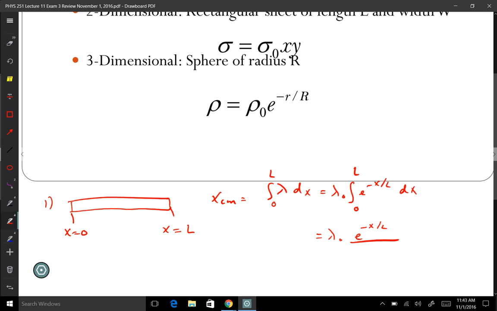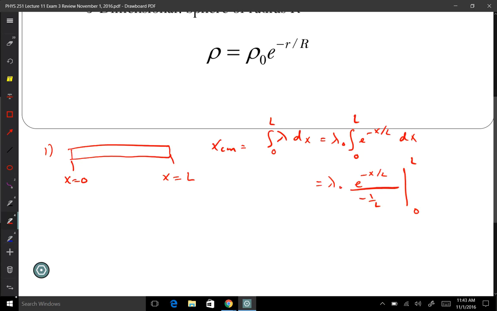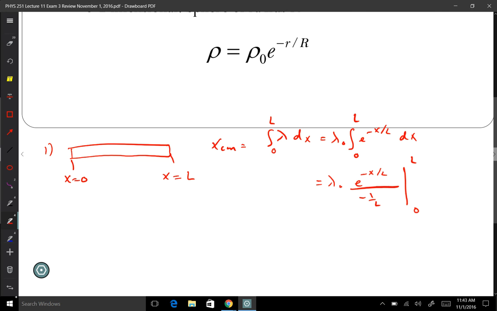You divide by the derivative of the exponent, right? So I'm going to divide by negative 1 over L. Put in my limits. Notice, divide by minus 1 over L is the same as multiplying by negative L. So that's going to be minus lambda 0 L. And then putting in the limits, I have e to the minus L over L minus e to the minus 0 over L. Did I make a mistake?